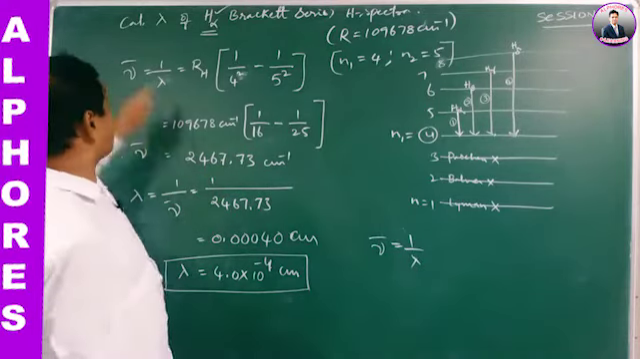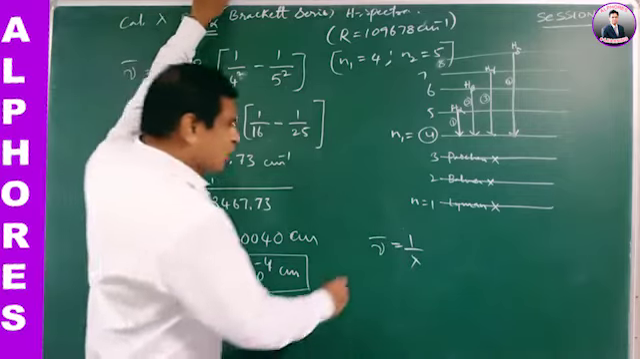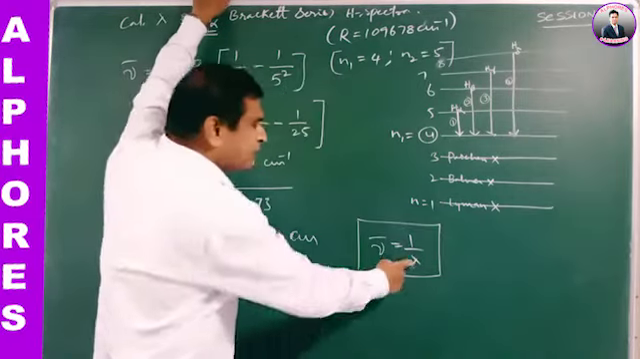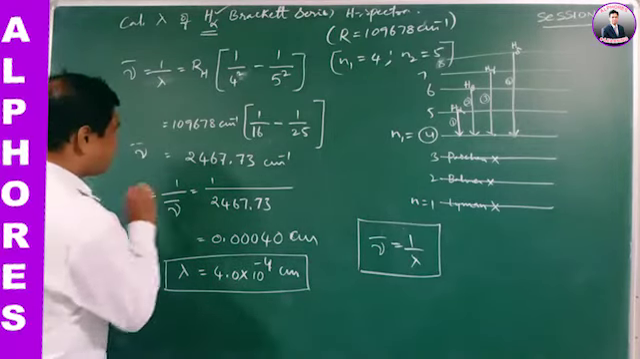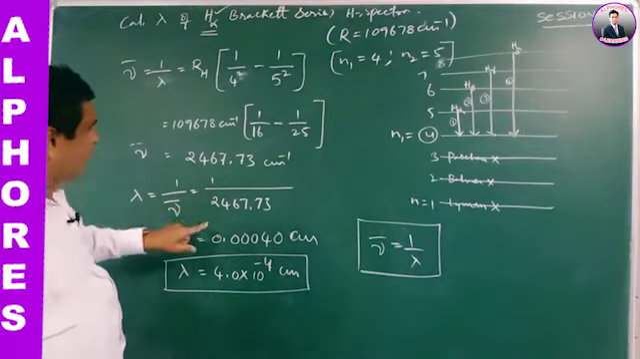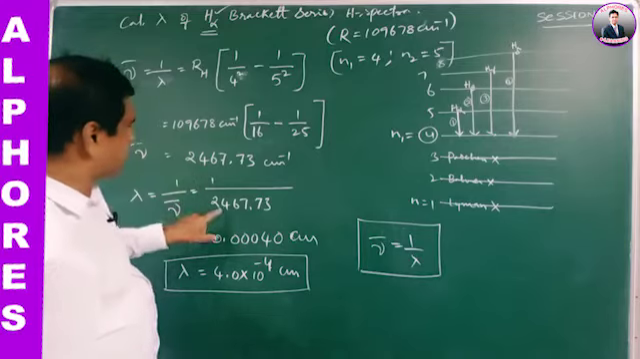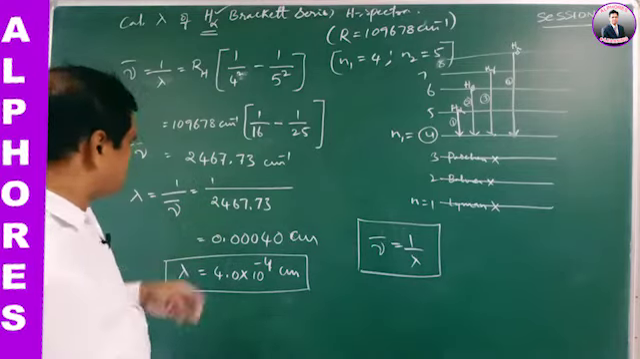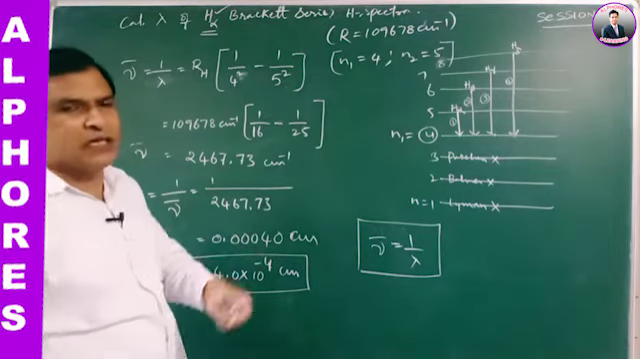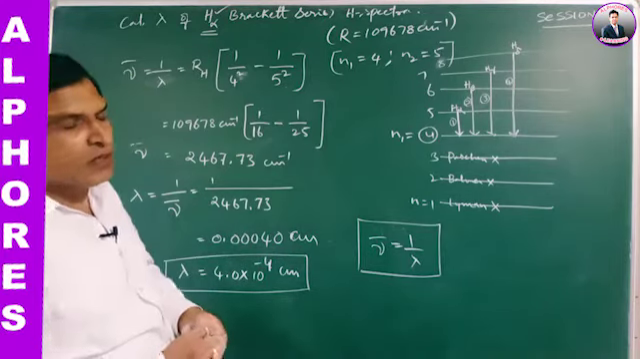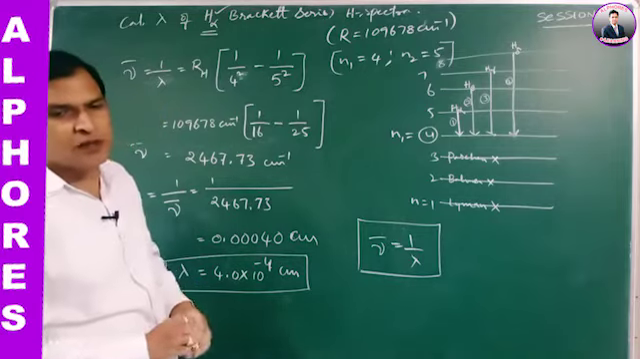Now what do we have to calculate? Calculate the wavelength. Nu bar is equal to 1 by lambda, so lambda is equal to 1 by nu bar. That is 1 by the wave number we substituted. On solving this, we get the answer 0.00040 centimeters.